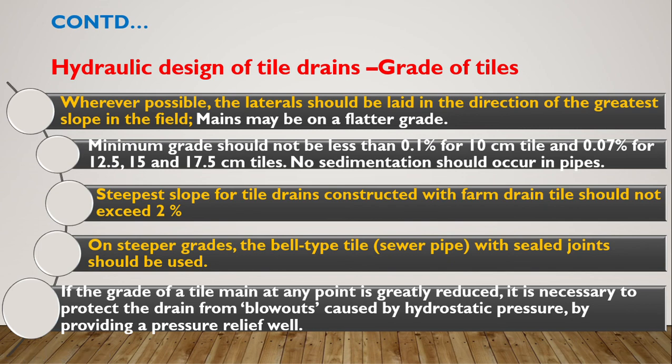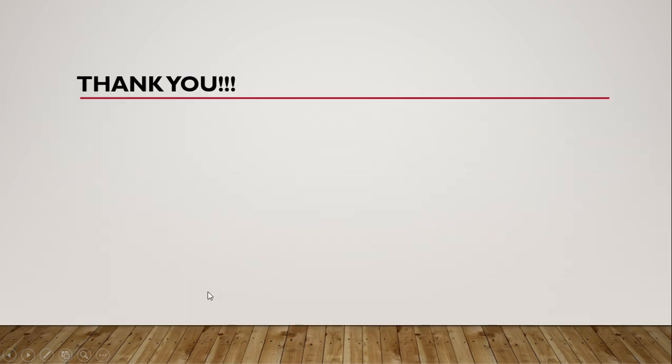When the grade is too low, then what will happen at the main line? When the water is reaching the main line, a large amount of water will be reaching at the same time. So what will happen? There will be higher hydrostatic pressure that may cause the bursting of the pipe or blowing out of the pipe. In that case, for reducing the hydrostatic pressure, we can place some pressure relief wells or some valves at some places near the main lines. So this is a provision for reducing the pressure inside the pipe due to the lesser grade. And this is about today's lecture.